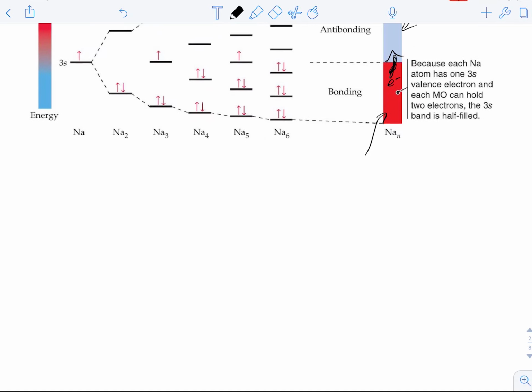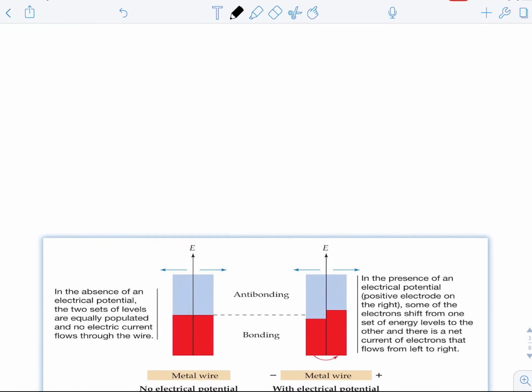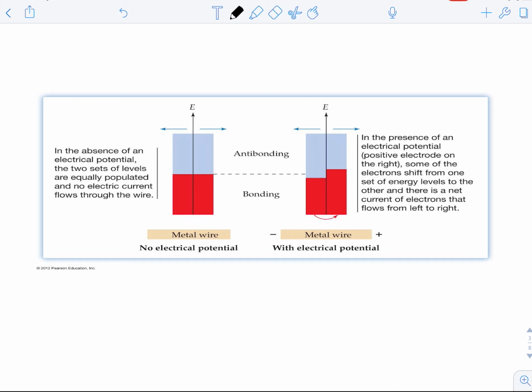We also see conduction here as well. If we have no electrical potential, so if we just have a metal wire, all of our bonding and anti-bonding orbitals are going to be at the same levels, right? So our bonding orbitals will all be at the same level, our anti-bonding orbitals will all be at the same level.